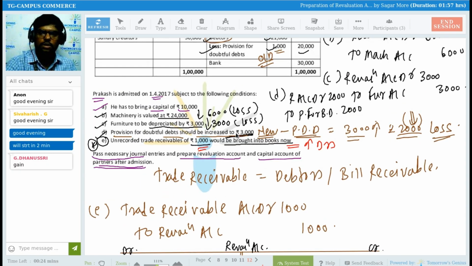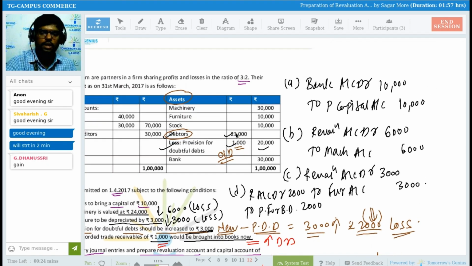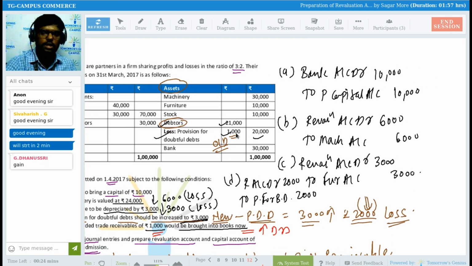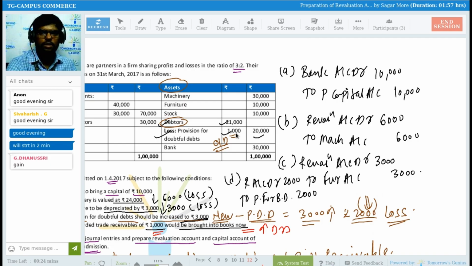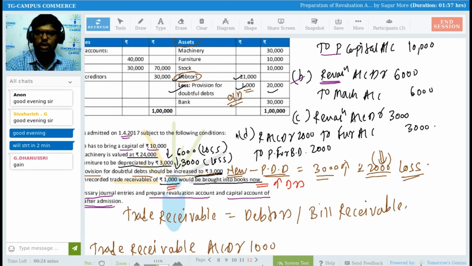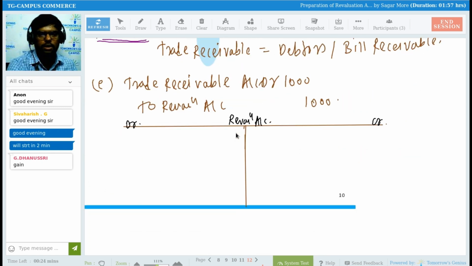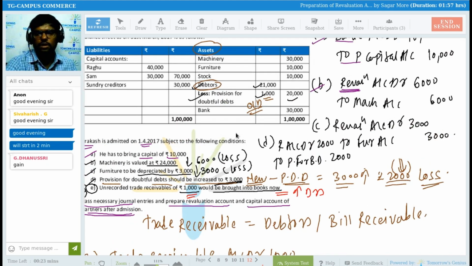Revaluation account. See, in the first journal entry, is there any revaluation account in entry A? No, sir. Bank account debit to partners' capital. There is no revaluation. So the revaluation account gets debited in entry B: revaluation account debit to machinery account. So we have to write on the debit side of the revaluation account, to machinery account 6,000 rupees. Okay, so I have written.